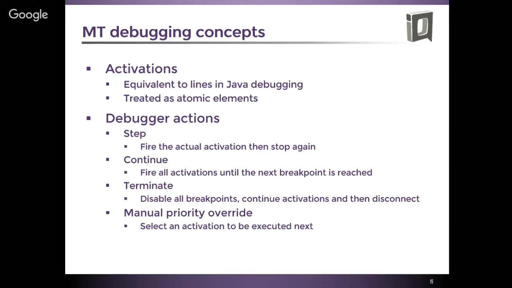One of the actions we need to define specifically for model transformations is being able to manually override the execution sequence of the model transformation. As I've already mentioned before, this allows the user to explicitly select which activation should be executed next.